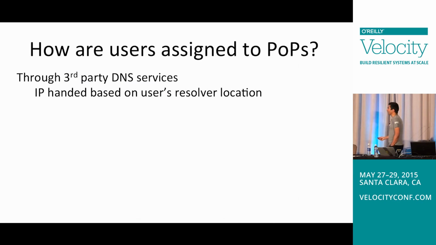Cool. So we know POPs are awesome. POPs are great. Let's get into some nitty-gritty details. How are users assigned to POPs? What are the mechanics? At LinkedIn, primarily we use third-party DNS services as our authoritative DNS servers. They serve www.linkedin.com, and they allow us to configure their services to give different IPs based on the user's location or based on the user's resolver location.